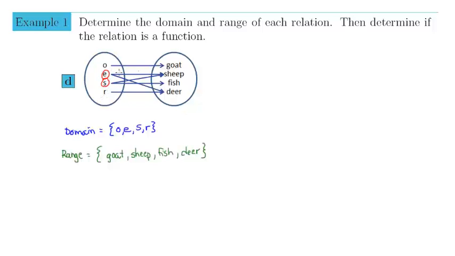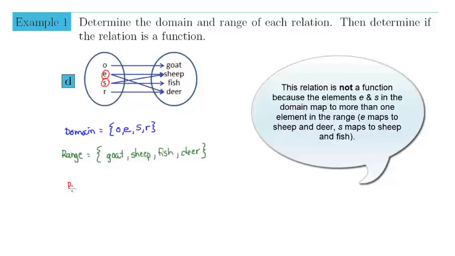E maps both to sheep and deer. S maps both to sheep and fish. That means these two elements are mapping to more than one element in the range. That means this relation is not a function. So let's state that. This is a relation, but it's not a function.